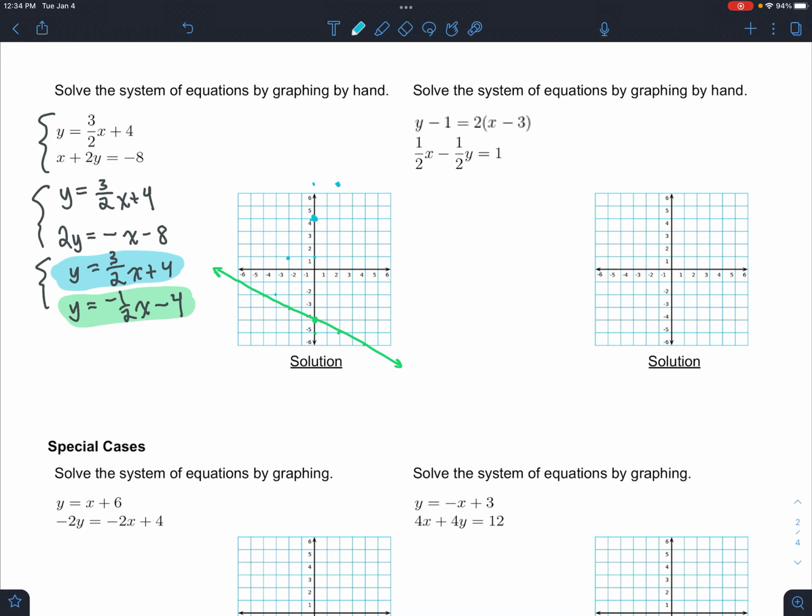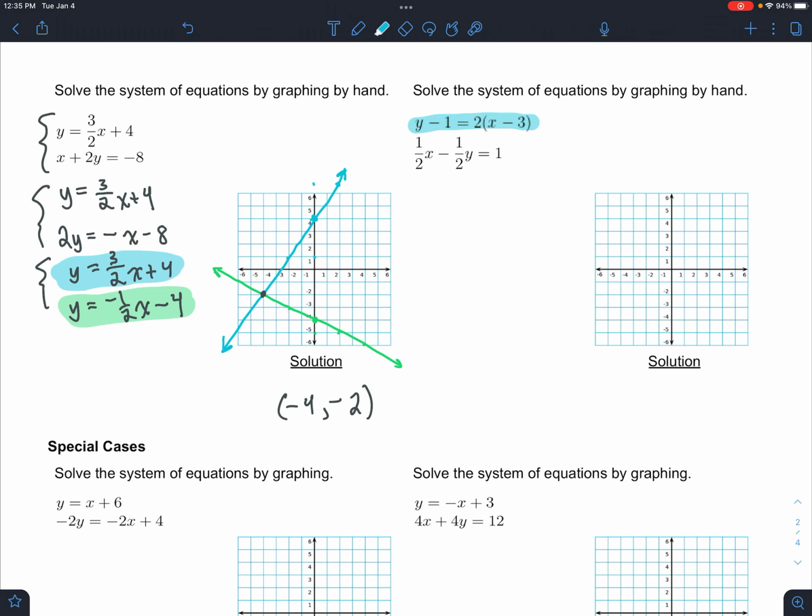Hold on, let me make sure, oh, it should be right here. Okay. So being really careful, counting the boxes. Remember, it's rise over run. But with our nice graph that we made here, I'm pretty certain that the solution is right where those intersect. And because I counted the boxes, both of them landed directly on that grid point there.